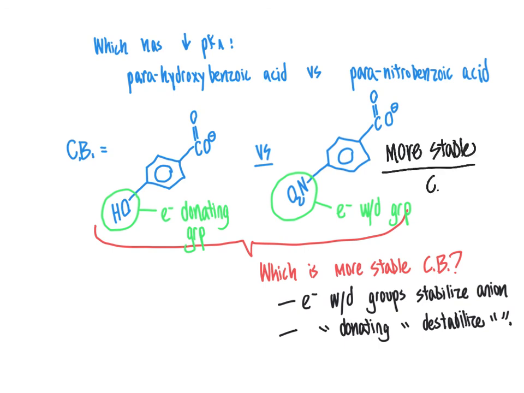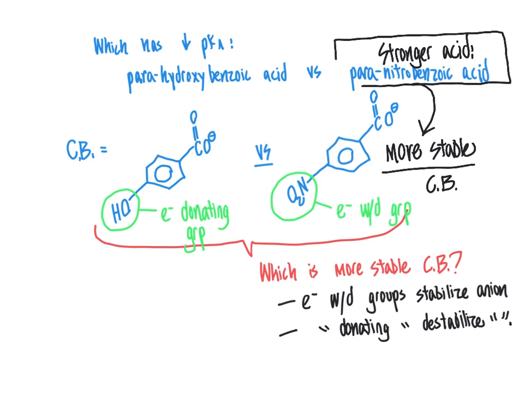The more stable conjugate base product always links back to the stronger acid. And so therefore, our stronger acid of these two is going to be the para-nitrobenzoic acid. In other words, the para-nitrobenzoic acid is going to be the one that has the lower pKa, because lower pKa equates always to the stronger acid.